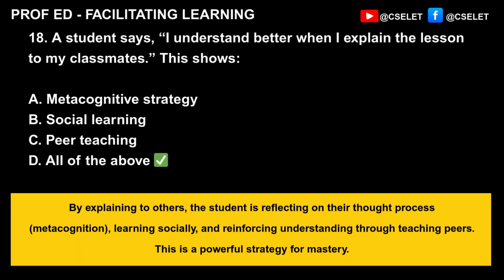The correct answer is letter D. By explaining to others, the student is reflecting on their thought process, which is metacognition, learning socially, and reinforcing understanding through teaching peers. This is a powerful strategy for mastery.